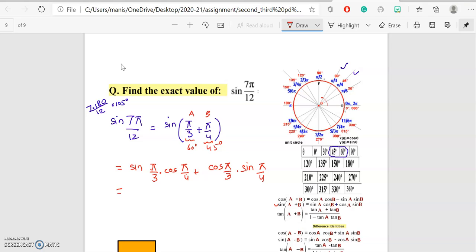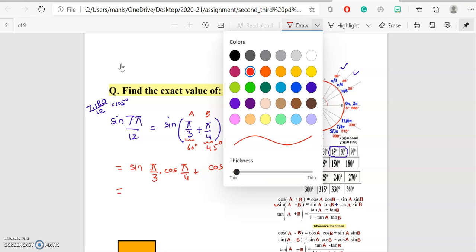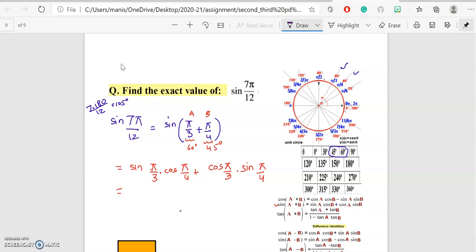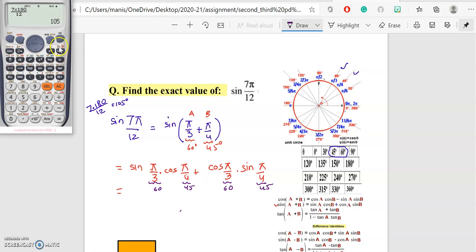Now keep in mind I cannot type all of this in the calculator. I have to change this to degrees as a shortcut. So this is 60, this is 45, this is 60, and that's 45. So I need to type it like this. Please be mindful of doing this, otherwise you will end up with the wrong answer.